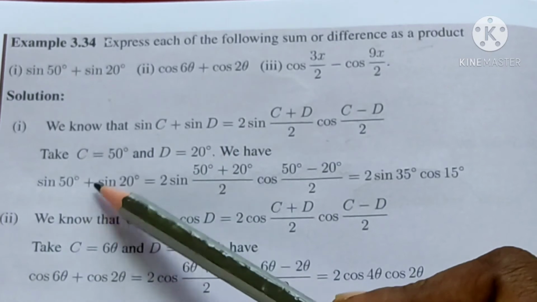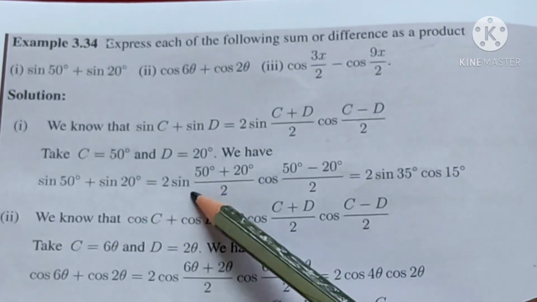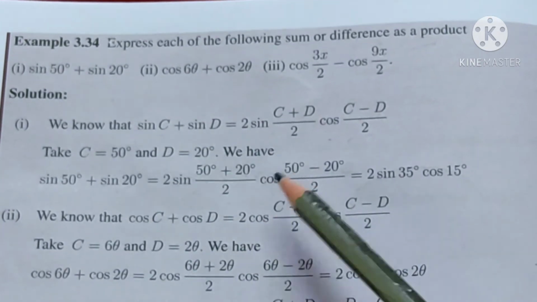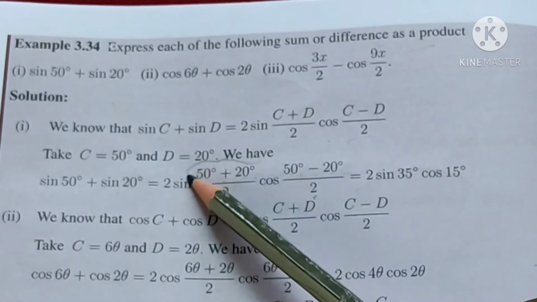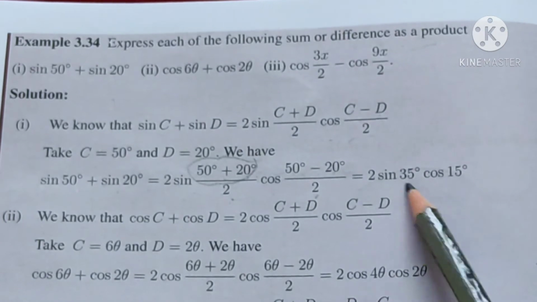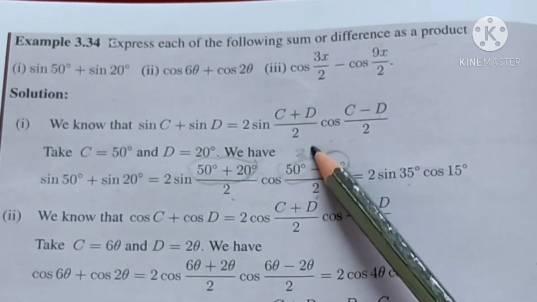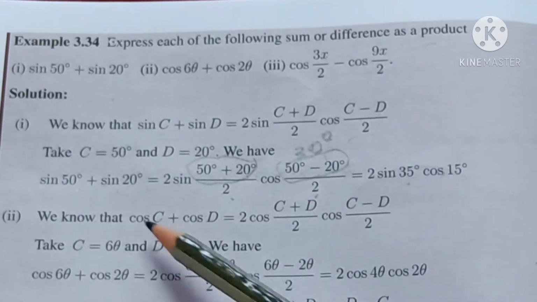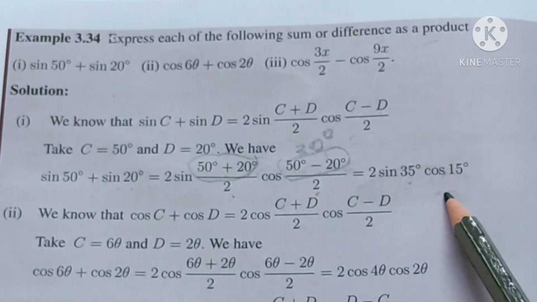So we get sine 50 degree plus sine 20 degree is equal to 2 into sine 50 degree plus 20 degree by 2 cos 50 degree minus 20 degree by 2. Then 50 degree plus 20 degree is 70 degree. 70 degree by 2 is 35 degree. Here also 50 degree minus 20 degree is 30 degree. 30 degree by 2 is 15 degree. So the result of this question is 2 sine 35 degree cos 15 degree.